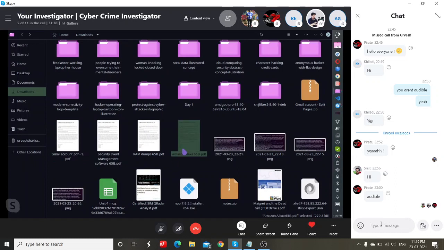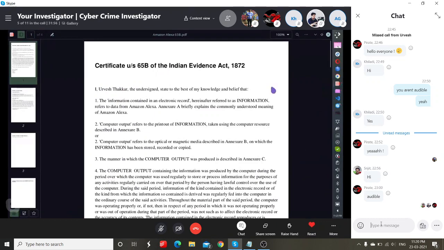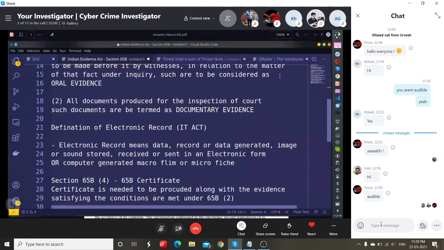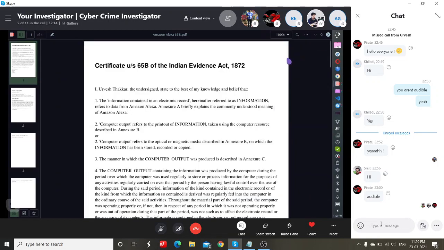In the case of Amazon Alexa, it is the device from which the evidence needs to be submitted or proved in a court of law, and the computer over here is Amazon Alexa. So how will the 65B certificate look, or come into consideration, is the question over here. It should pertain to the 3 facts: identify the record that needs to be produced, the manner and from where it is produced, and the responsible role, and the role should be to the best of their knowledge and ability. This should all be there in the certificate. So this is an example of a 65B certificate, which is there under the IT Act, matching the subclause 4 condition.